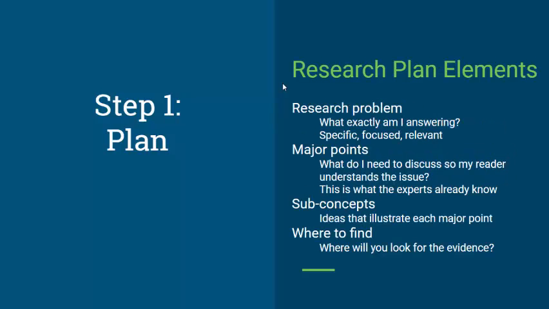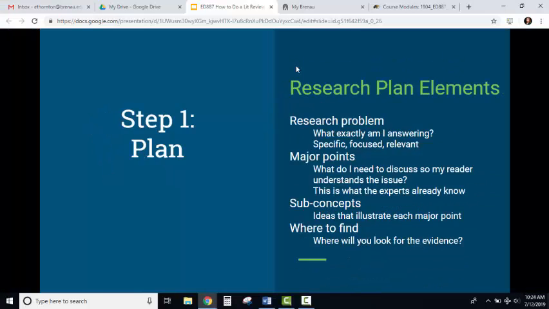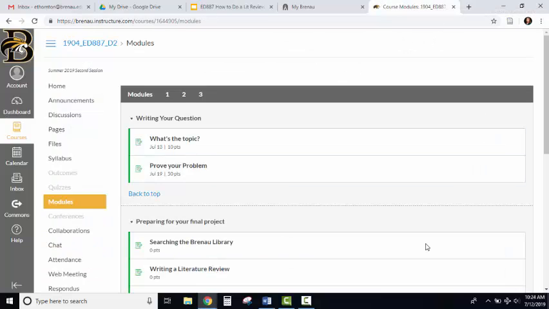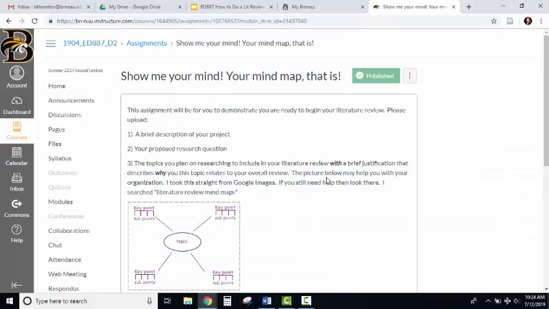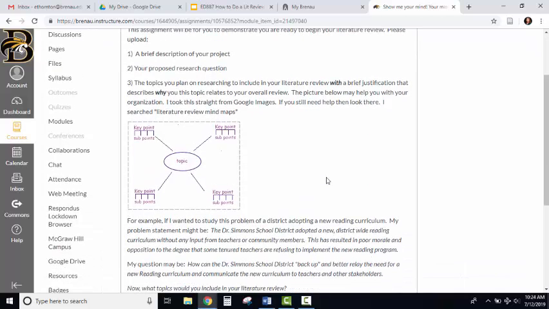So, the elements of the research plan. I want to make a note here that this is basically the same thing as the mind map that your professor is asking you to do for a later assignment here. And I'm just going to show you guys where that is. So this is your Canvas class, and your professor is asking you to make a mind map. So this research plan that I'm talking about, her mind map assignment is very similar.